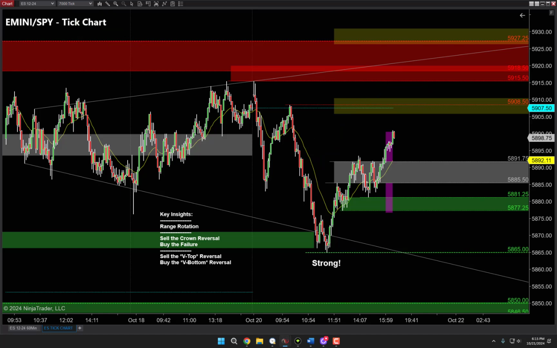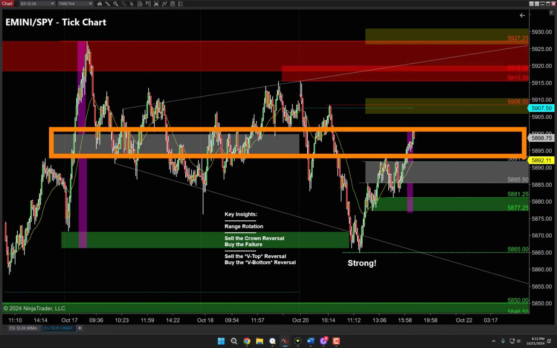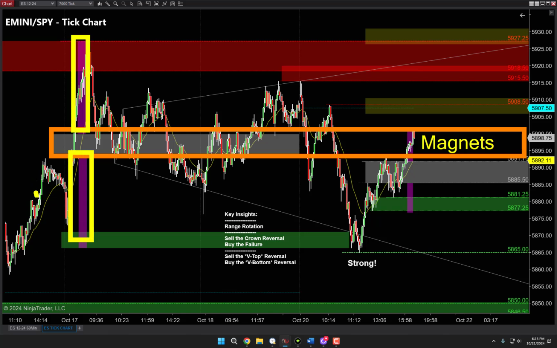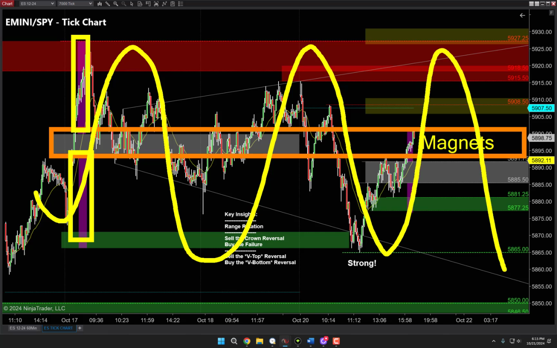There's one really big clue here on these tick charts right now, and it's basically this big range right in the middle. Now, ranges. 2 things you want to remember about ranges. First thing is that ranges are magnets. A lot of volume piles up in the middle of that trading range. The second thing is that ranges love to rotate. They rotate up, down, back and forth we go.